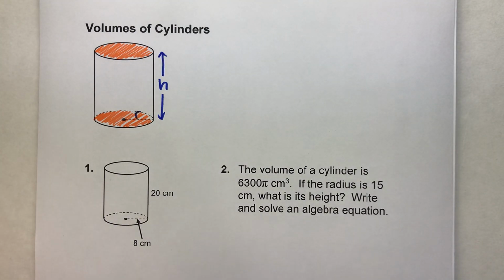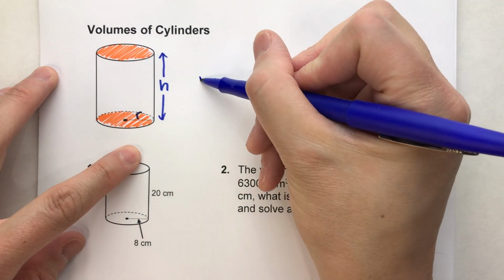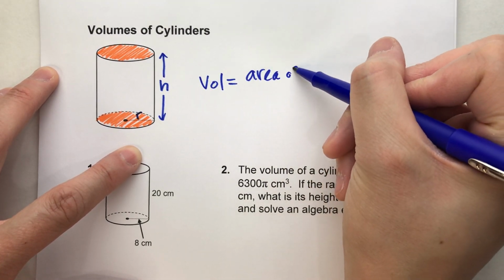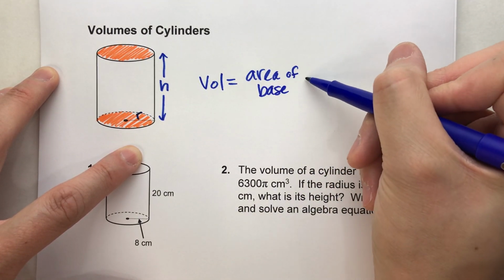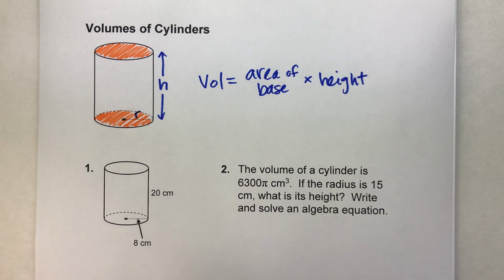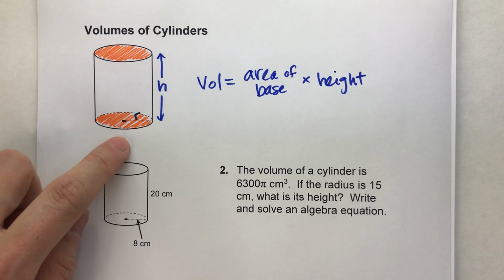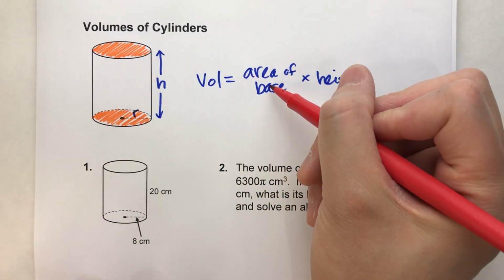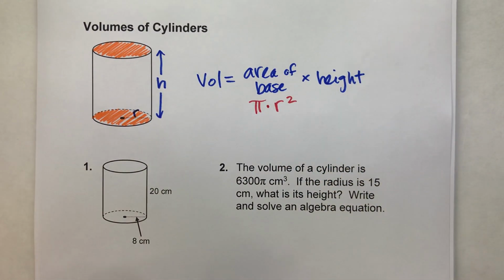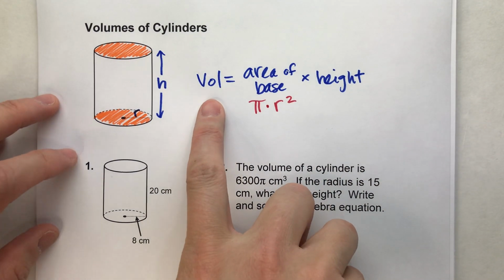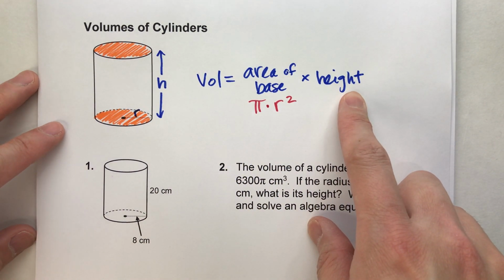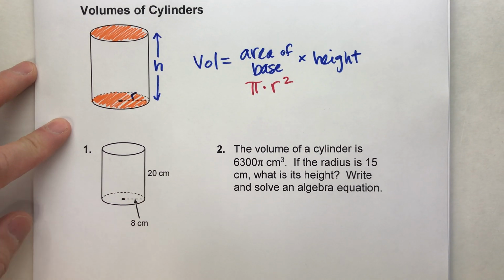Okay? Now, the volume formula for a cylinder is just like a prism. The area of the base times the height. But because cylinders all have circles for their base, we can just think of the area of the base as pi times the radius squared. All right? So your formula is really pi times the radius squared times height. Let's do some examples so you can see this in action here.